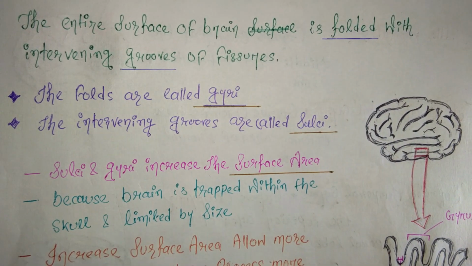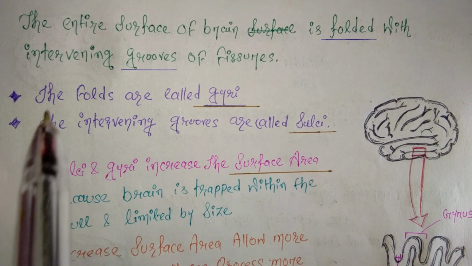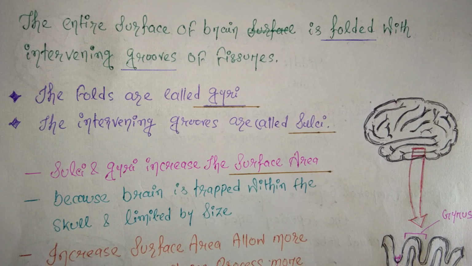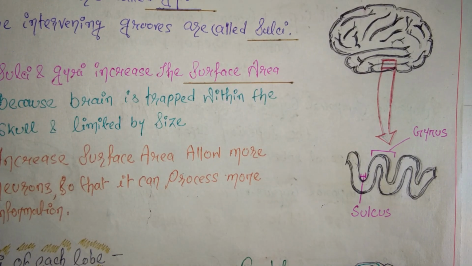Intervening grooves mean depressions, okay? Depressed part, see, this is the depressed part, okay? So these folds are called gyri and the intervening grooves are called sulci. Let's see the diagram.